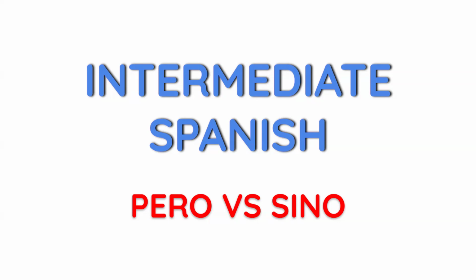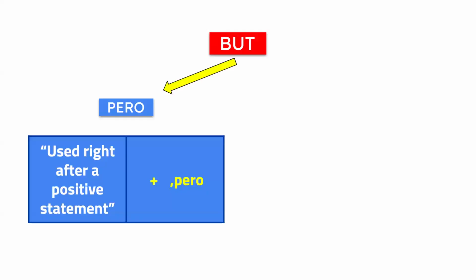In today's class, we are going to learn the difference between pero and sino. Are you ready? Let's get started. First, we have the word but, and as you might know, but has two different meanings in Spanish. One is pero, and the other is sino. So when do we use pero?